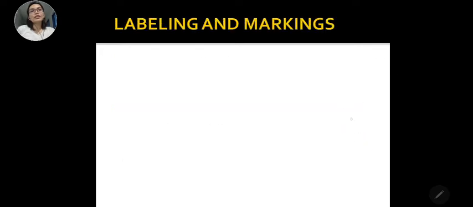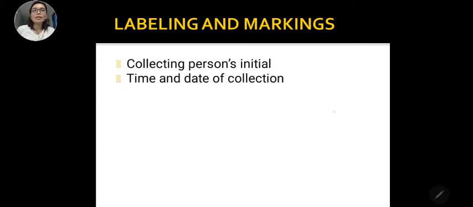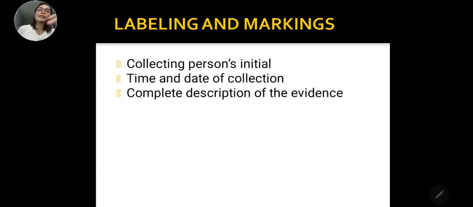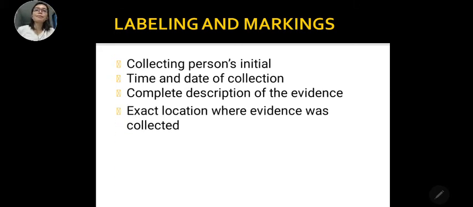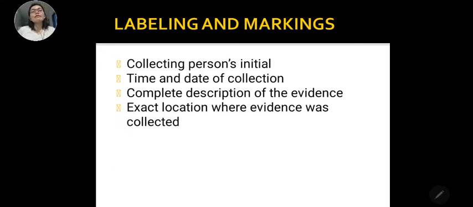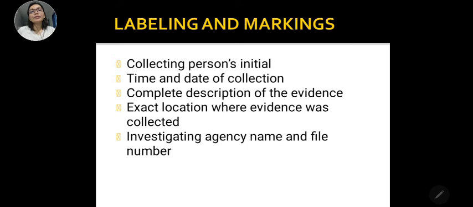So, for labelings and markings, ito yung ilalagay natin sa labels and markings. The collecting person's initials, time and date of collection, complete description of the evidence, exact location where evidence were collected, investigating agency name and file number.